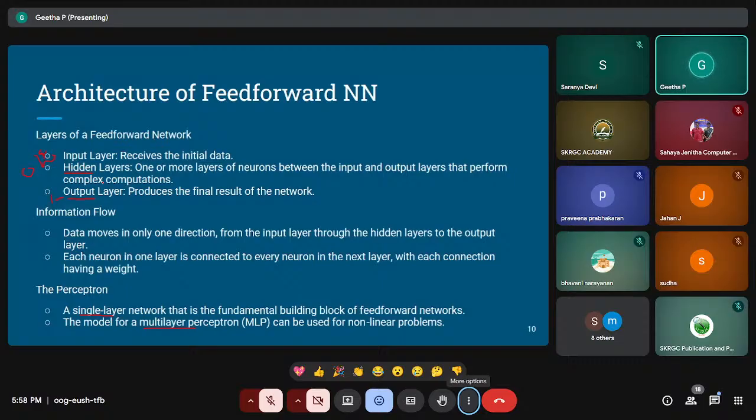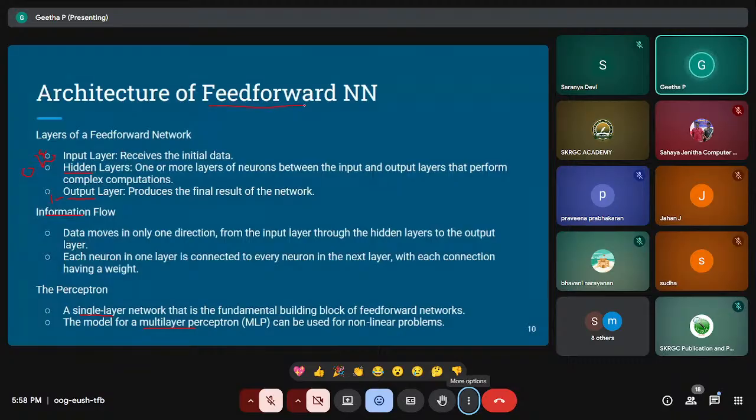And the next one is information flow. Information flow means the data moves in one direction. This flow of information is the forward propagation. The inputs are given to the input layer. Each neuron in the hidden layer computes the weighted sum of its inputs and applies an activation function. The outputs from the hidden layer become the input to the next layer, the output layer, which generates the network prediction. This one-way movement of information is why it is called a feed-forward neural network.